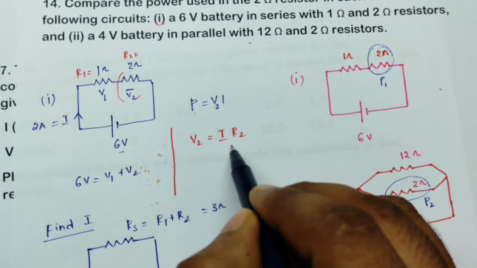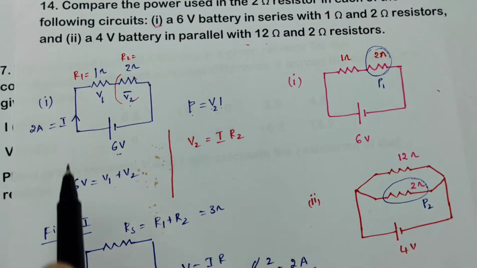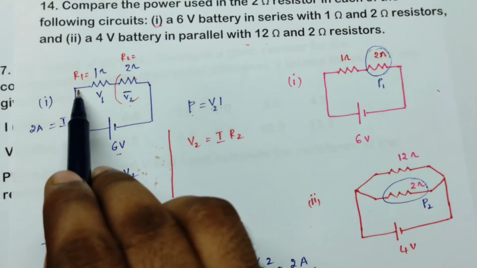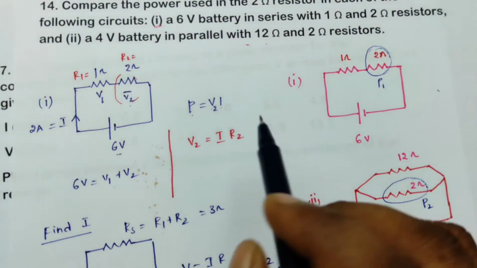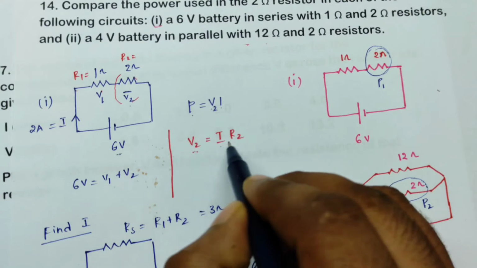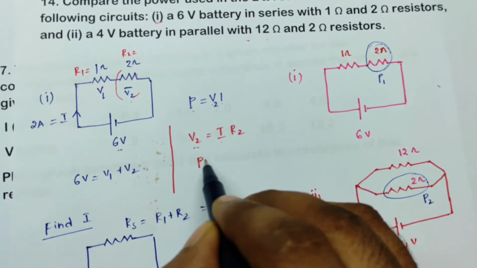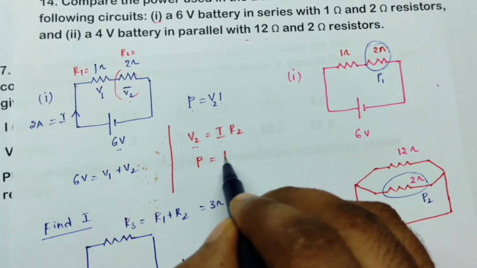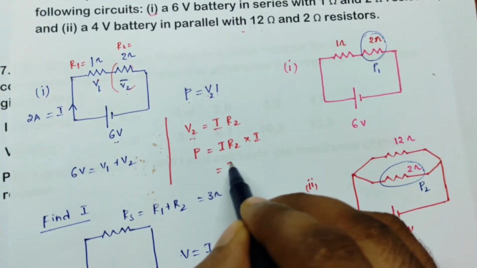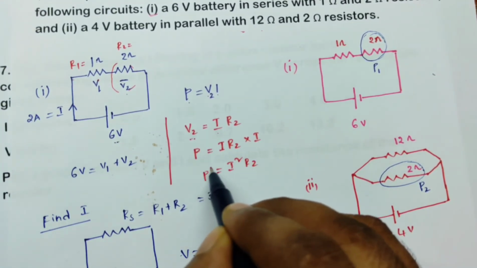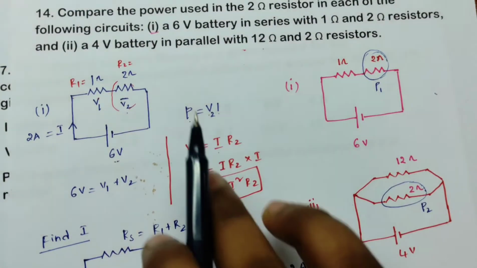Why sir you didn't write I1, I2 like this? See ma, it's a series circuit, current is constant. Whatever current is going here, it is going to this resistor and to the same resistor only. Voltage only varies. So same current only. So instead of V2, I can write I times R2, right? So power is equal to, instead of V2, I am going to write I R2 times I, that is equal to I square R2 is the power.